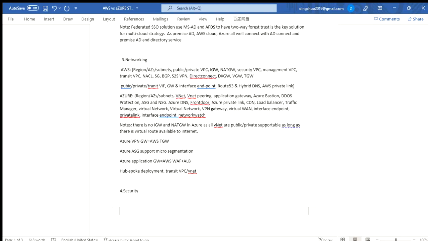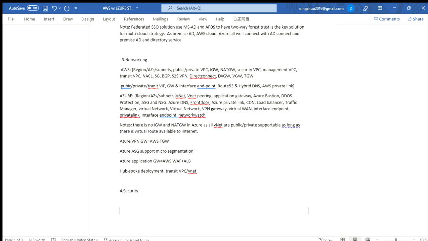Application gateways. Application gateway is a special thing for Azure, which is equal to AWS web firewall plus the application load balancers. The Azure Bastion, DDoS protection, application security group and network security group, Azure DNS, Front Door CDN, Azure Private Link, load balancers, Traffic Manager, which is for the DNS global server load balancing, virtual network and VPN gateway, and virtual WAN.